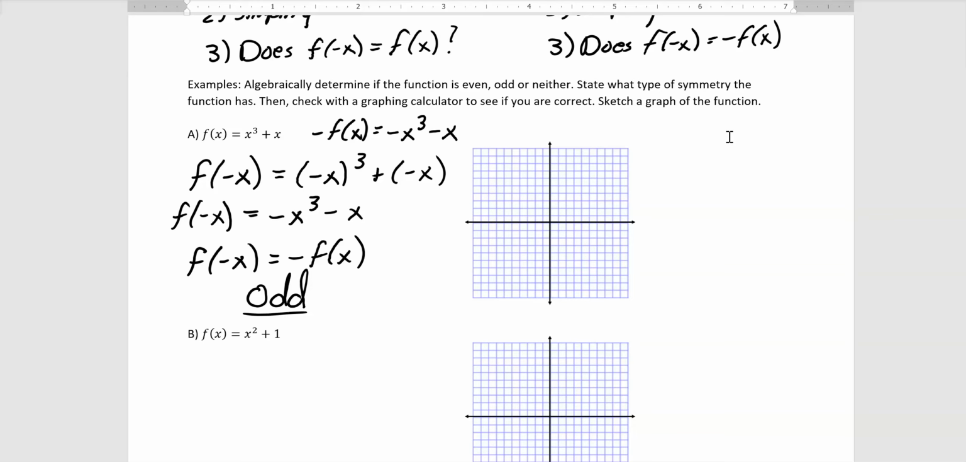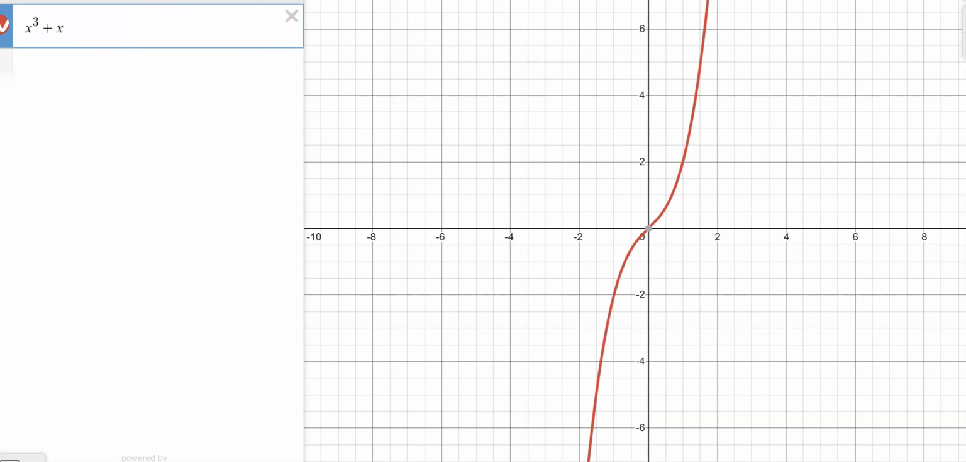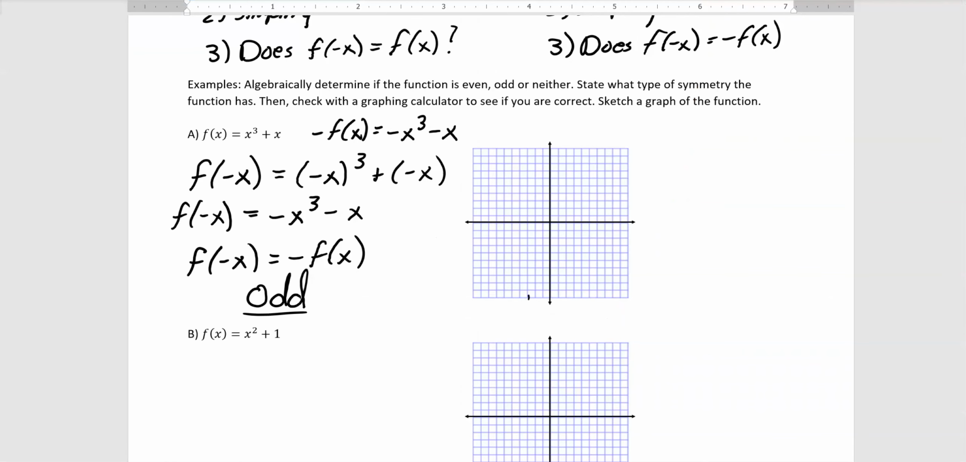So let's check the graph to see if that's right. Here is the graph of x to the third plus x. Notice we are symmetric to our origin, right? We're going down as we go left, we're going up as we go right. We have origin symmetry, therefore we can be pretty confident that this is indeed odd. Now on our graph we can sketch again, there's really no need to label points or anything like that, just a rough sketch to demonstrate that an odd function is symmetric to the origin.